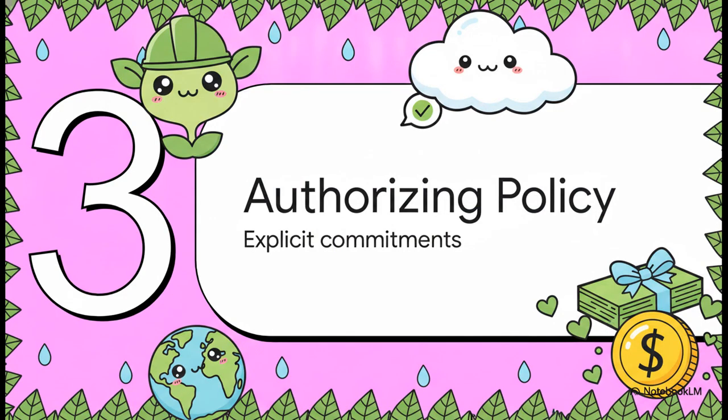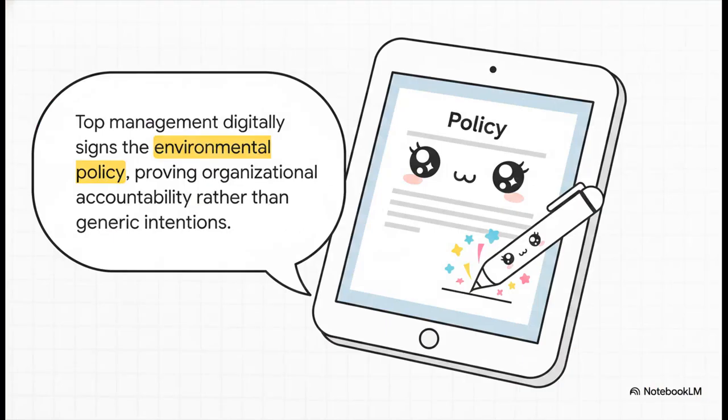Which brings us to Section 3, authorizing the environmental policy. This is where we move from generic intentions to explicit commitments. This is the exact pivot point. When a formal environmental policy document is digitally authorized by top management, it highlights explicit, ironclad commitments to pollution prevention, legal compliance, and continual improvement. That digital signature isn't just some ceremonial click, right? It proves explicit organizational accountability. Generic intentions become a binding oath right here. Without this visible documented authorization, the entire system literally lacks authority.